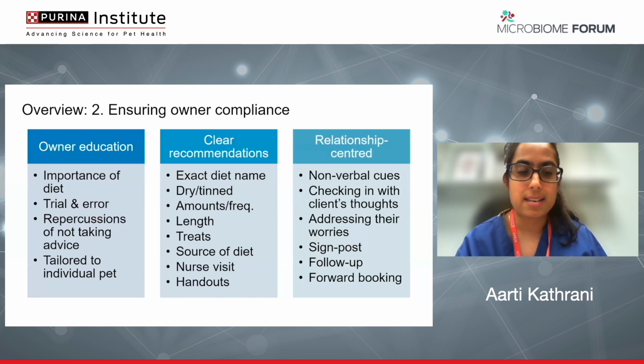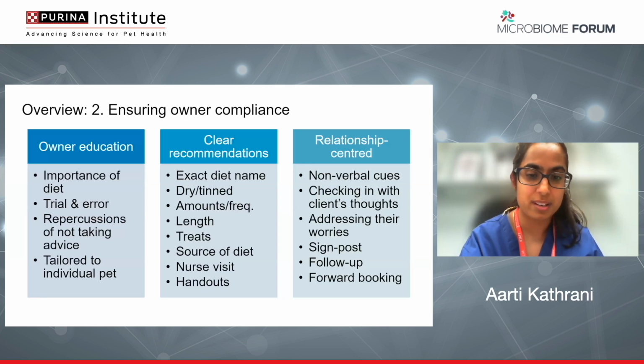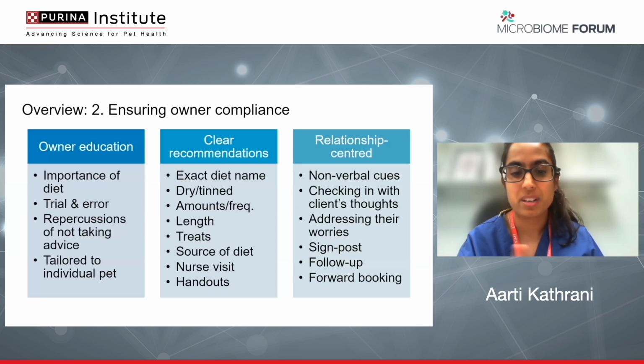The reason for that is because we know that there are dogs and cats that fail one hydrolyzed diet but respond to another one. So if you say to the owner, you can use any hydrolyzed diet, the message that sends is all hydrolyzed diets are the same. So if it fails the one that they chose, and then you're trying to get them to choose another one in that category, you're going to lose them, because they're just like, well, I thought they were all the same. So really important to give the exact diet name that you want them to feed.